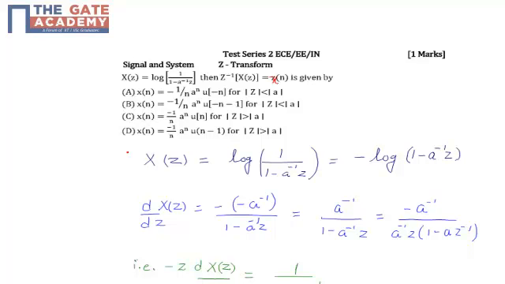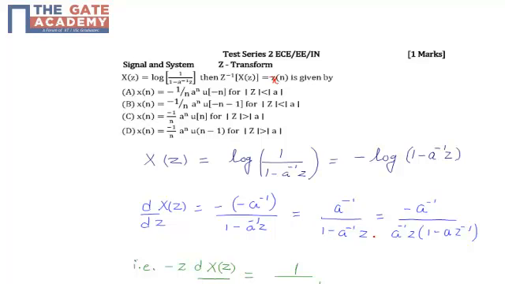So what we are given is X(z) is equal to log of 1 by 1 minus a inverse z. So we can write this as minus log of 1 minus a inverse z. From this, if I take the derivative of X(z) with respect to z, what I get is minus times minus a inverse divided by 1 minus a inverse z. Fine. So this is nothing but a inverse divided by 1 minus a inverse z.